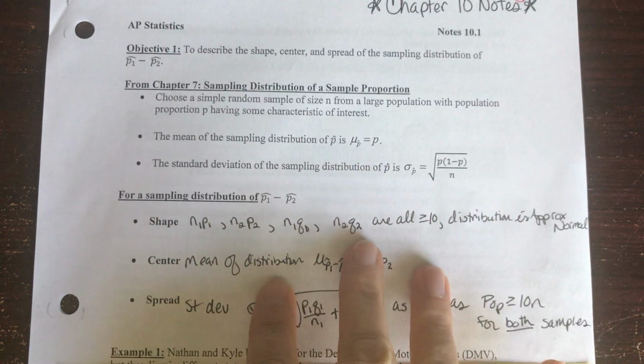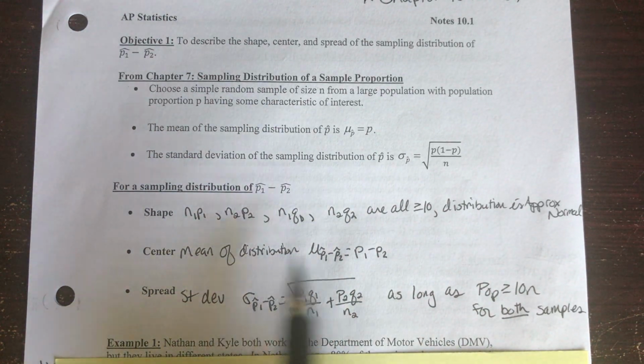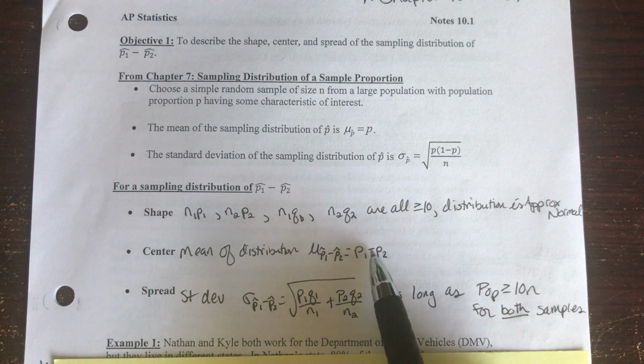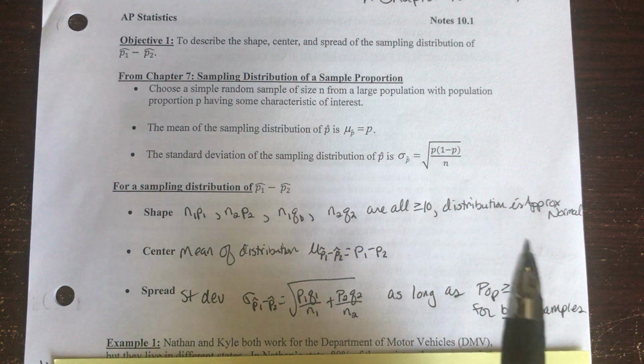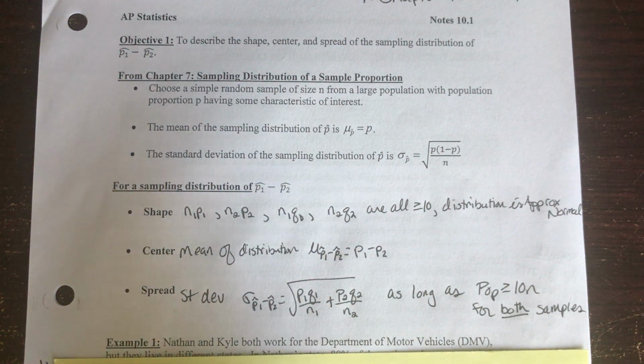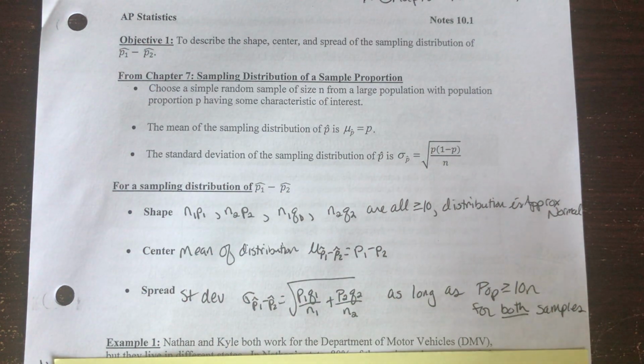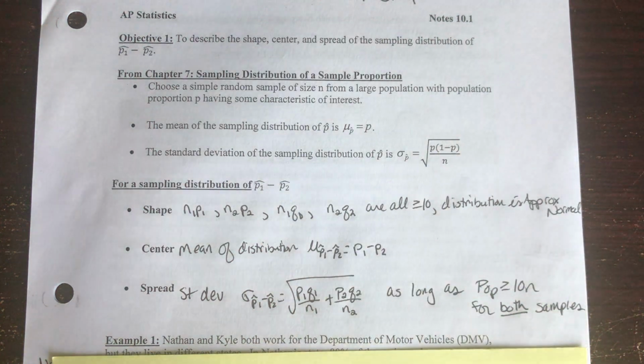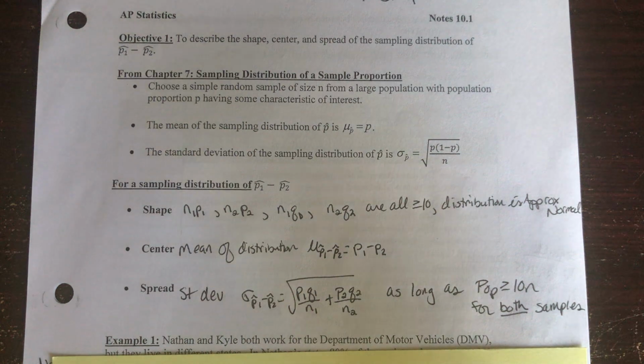We need to keep in mind that the center of the two subtracted is going to equal the population proportions of the two subtracted. You have to identify which way you're subtracting. It matters, right? If you do 1 minus 2 versus 2 minus 1, you might get the opposite sign. So it's incredibly important that you always state how we're going to be subtracting, and we'll go through that when we do problems, of course.